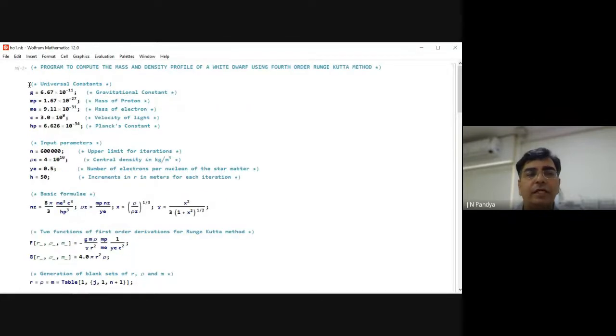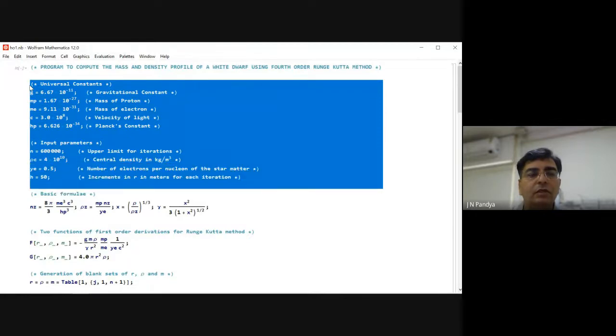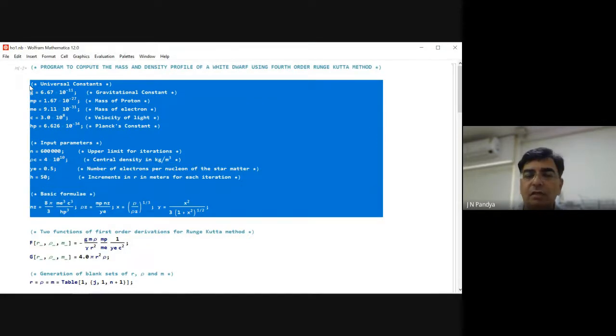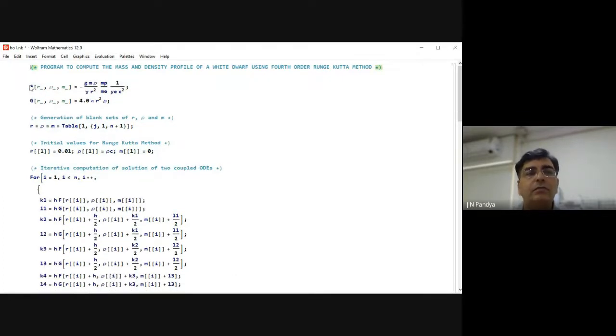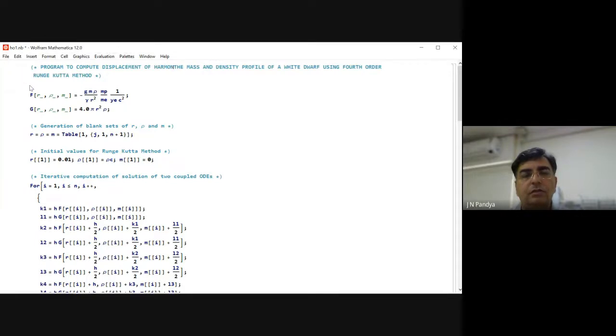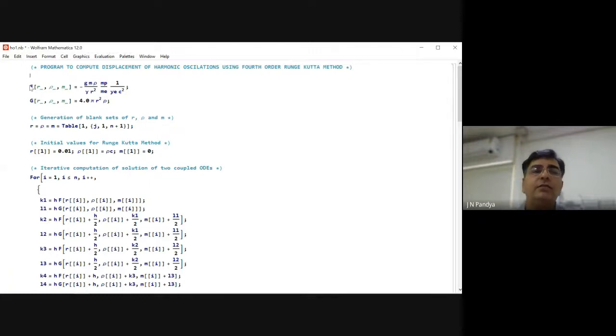So obviously we don't need all these things there, because harmonic oscillator is comparatively a very simpler problem. Okay. So how do you do that? So program to compute the displacement of harmonic oscillations using fourth order Runge-Kutta method. So let us put it this way.